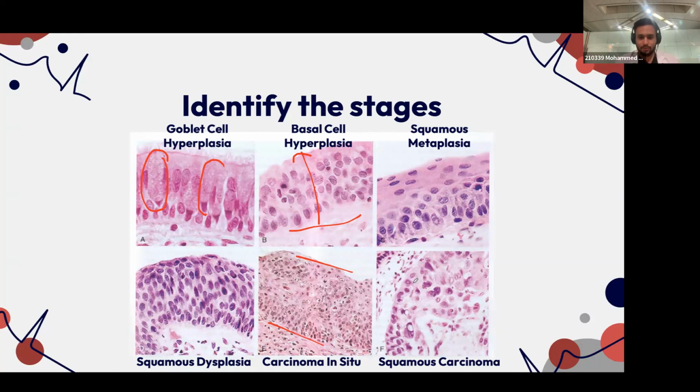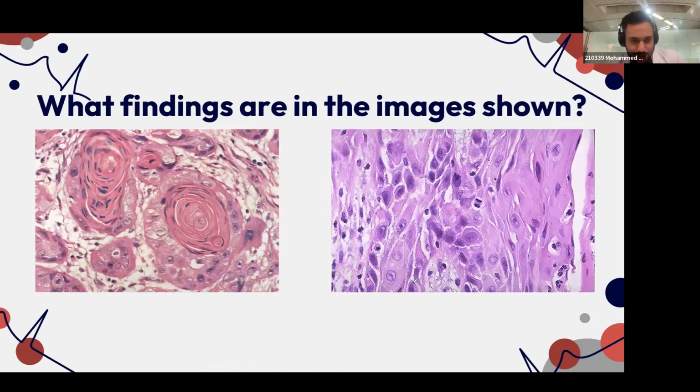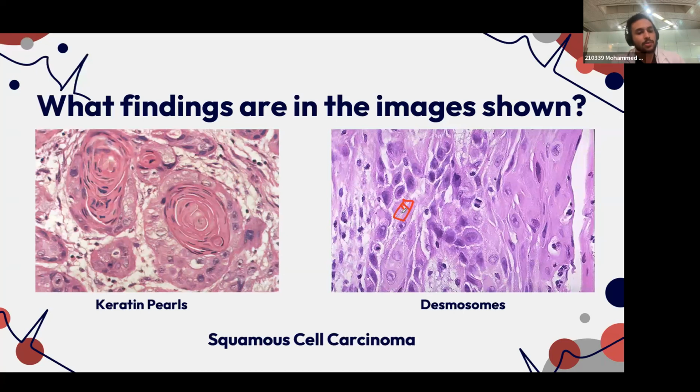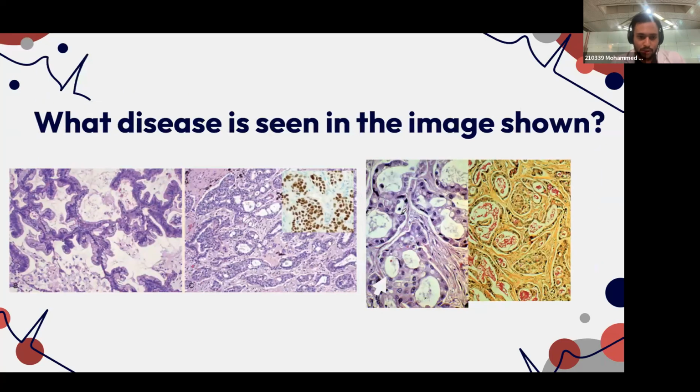Okay, let's move on. What is this disease? Squamous cell carcinoma. The first image, what is seen? Keratin pearls. The second image: desmosomes. You can see the lines going from one cell to another. These are the desmosomes, or you can call them intracellular bridges, same thing. So this is squamous cell carcinoma: keratin pearls, desmosomes. Good. Let's move on. What type of cancer is this?